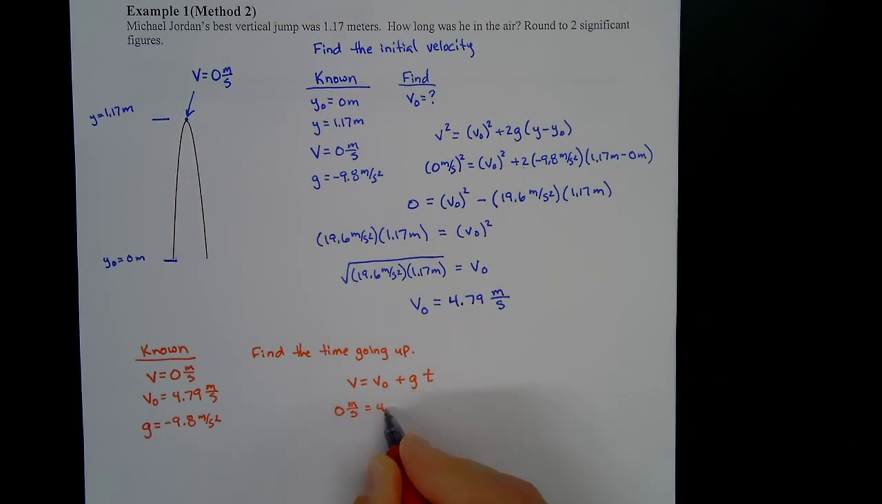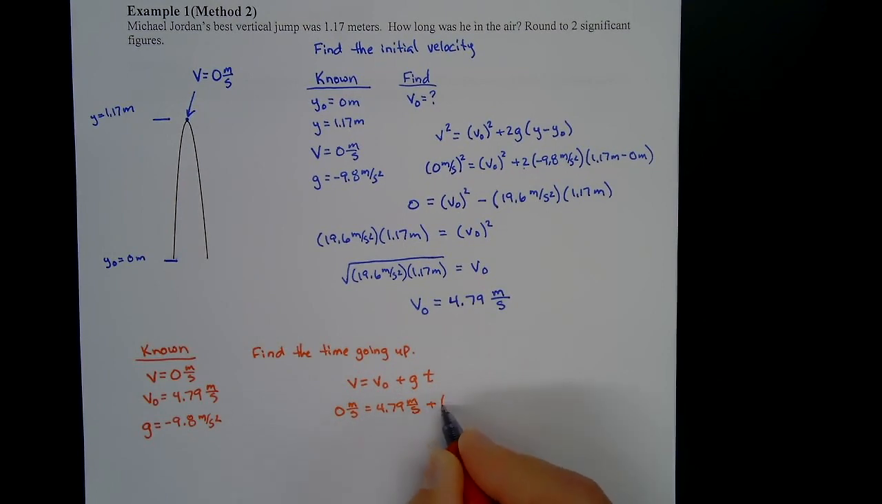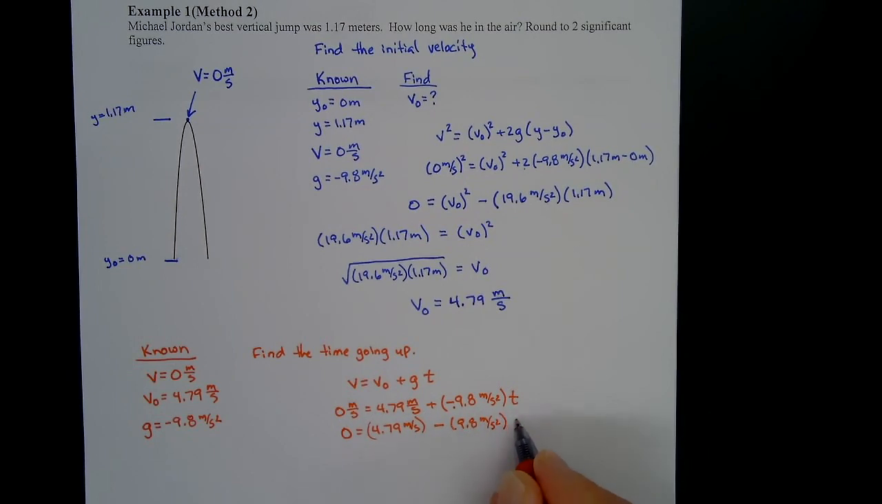My initial velocity was 4.79 meters per second, plus my acceleration due to gravity, which is negative 9.8 meters per second squared, times time. Well, this is 0, equal to 4.79 meters per second. I'm going to put parentheses around that. And because I'm adding a negative, this becomes minus 9.8 meters per second squared times t.